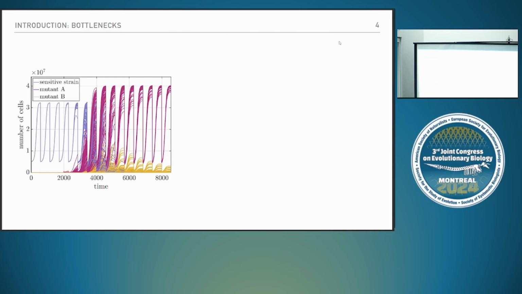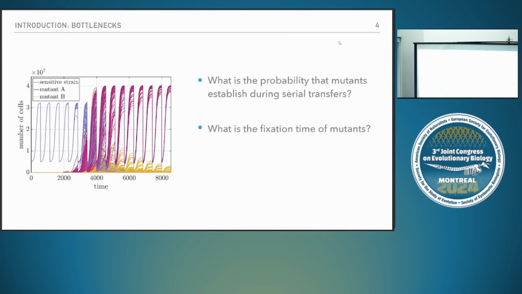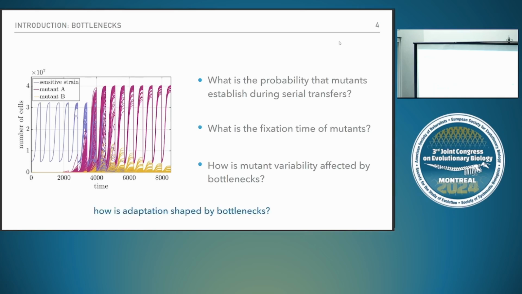Now, given the intrinsic stochastic nature of bottlenecks, their action can have important effects on the genetic variability within a population. So some important questions that arise are, for example, what is the probability that mutants will establish after a certain number of transfers? What is the fixation time of mutants? How long does it take until they fix in the population? And how is the mutant variability affected by bottlenecks? So in summary, we are wondering how adaptation is shaped by different bottlenecking conditions.